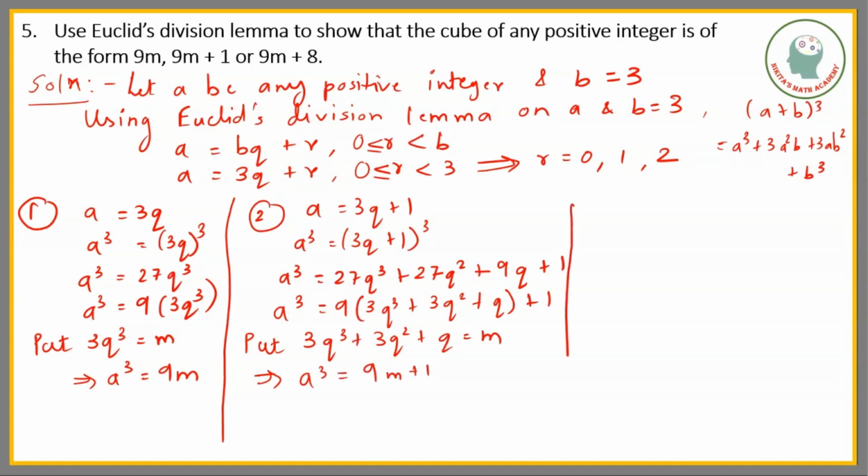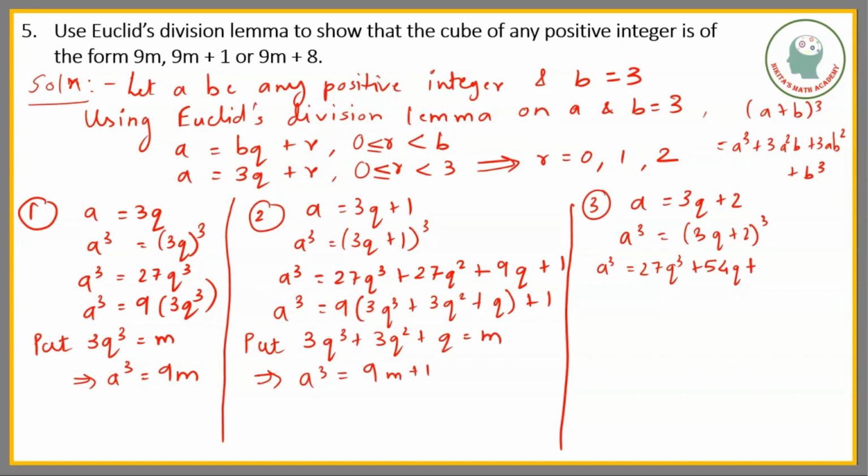One more case is left, when r equals to 2. So a equals to 3q plus 2, right? Now, what will be the next step? Yes, we need to take their cube. So it will be a cube equals 3q plus 2 whole cube. We need to use this formula. So this will be 27q cube plus 54q square plus 36q plus 8, right?